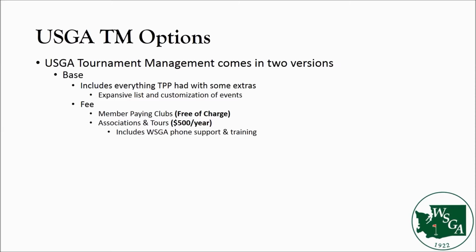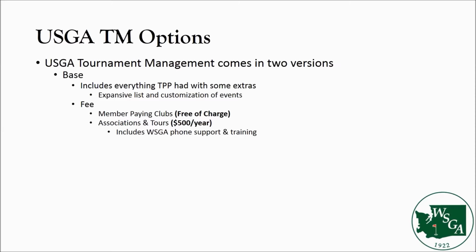Here's the change. We do have some select associations/tours out there, and going forward, if you would like your own copy of the USGA TM base model, there will be a $500 charge for that. This is new to 2017. With that charge, it comes with all of the WSGA phone support and training that we would provide all of our normal clubs.